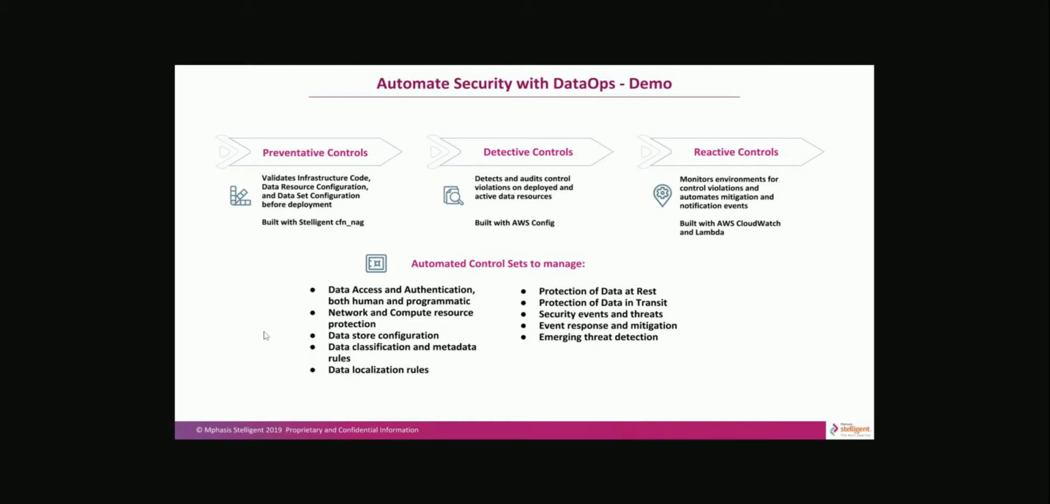In this case, we were looking at data storage configuration infrastructure, but you could use these controls as well to manage data access and authentication, networking, compute resources, as well as data localization and classification and metadata rules. Really any type of control that you need around accessing or using the data. And finally, you can also use it to simply configure your data resources. That includes encryption for data at rest and in transit, as well as security events and threats. We can also layer on a threat analytics tool behind this that uses a mixture of CloudWatch and Athena to give you further data on potential threats in your environment.